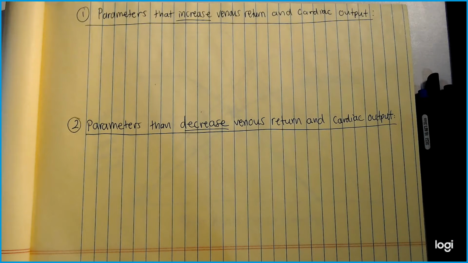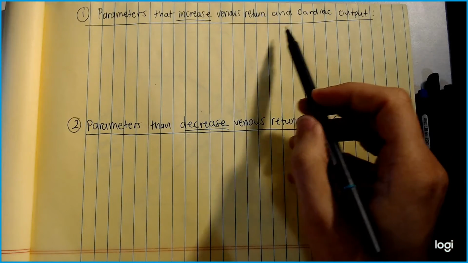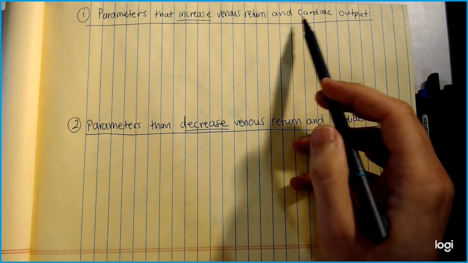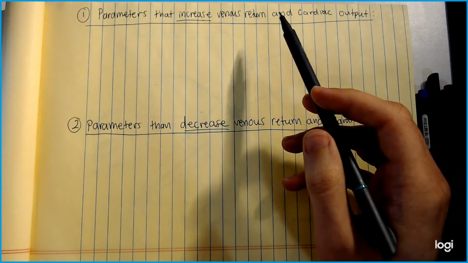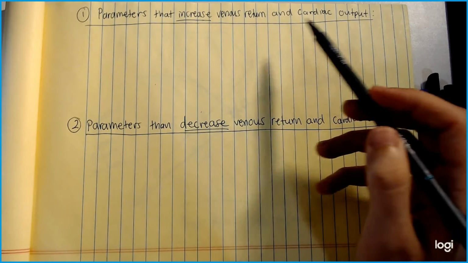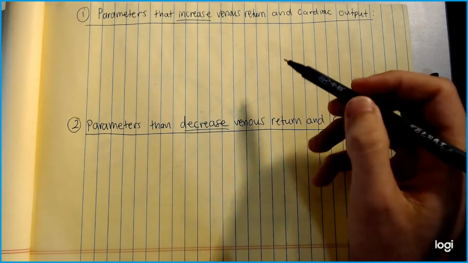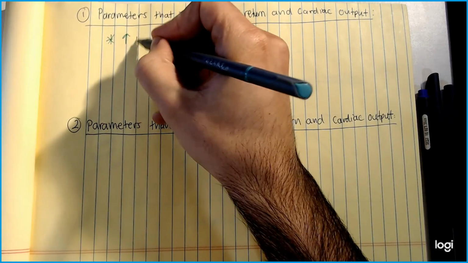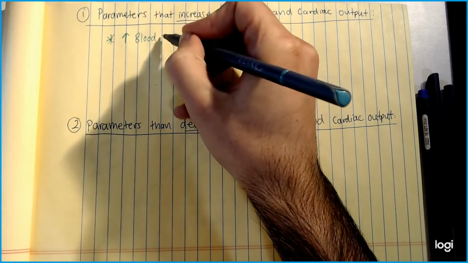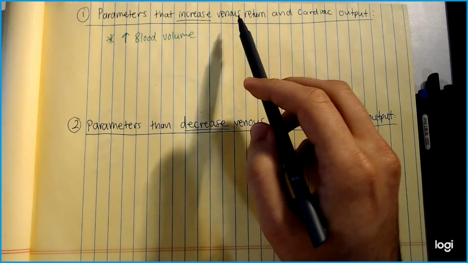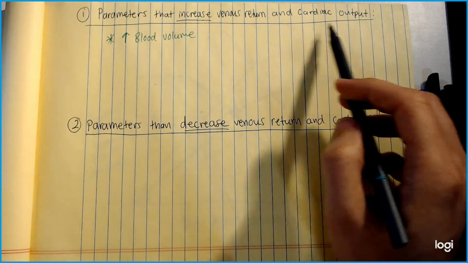Okay, so first we're going to talk about things that increase venous return to the heart and in turn increase cardiac output, right? Because the more blood you return back to the heart, that same amount of blood has to be pumped out. So that's why when you get more venous return, you'll get a higher cardiac output. So the first thing that's going to increase that is an increase in blood volume, which makes sense, right? Because if you have a higher volume of blood, then that means you can return more to the heart and more will be pumped out.